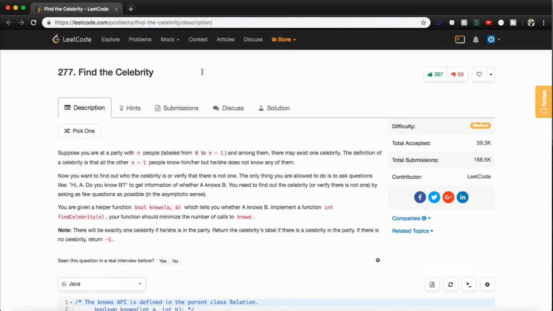How's it going, guys? Today we're going to be going over a LeetCode problem called Find the Celebrity. This is a question right now that's being asked by Facebook, Pinterest, and Microsoft according to LeetCode.